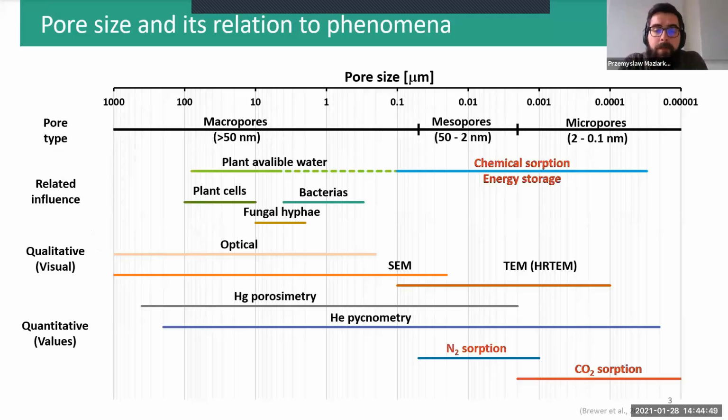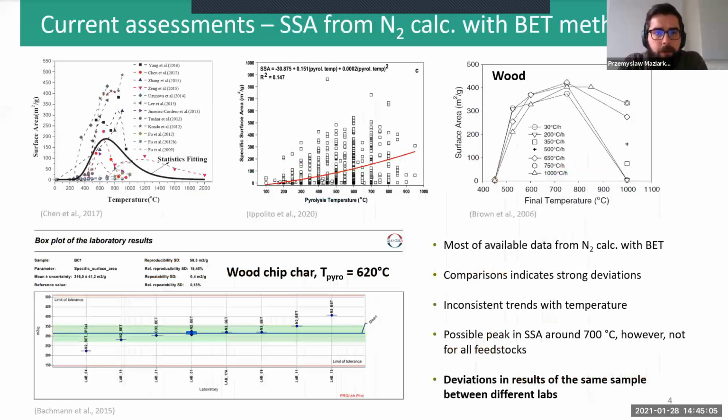And due to that, to assess the micropores in those regions, two types of measurement methods can be applied: nitrogen sorption and carbon dioxide sorption. And when we look through the literature, we can observe that most of the data on the specific surface area of biochars is measured with nitrogen adsorption and then calculated with the BET method.